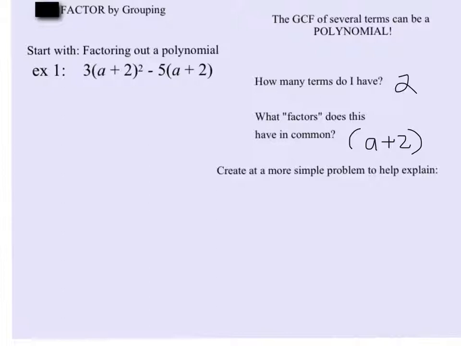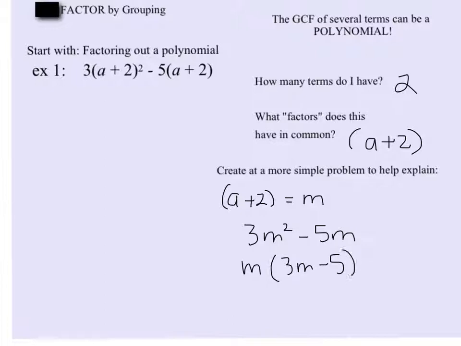Now we can use substitution to create a more simple problem to help us explain this. Let's pretend like the group a plus 2 is equal to m. So I'm going to replace wherever I see an a plus 2 with an m. That leaves me with 3m squared minus 5m. Now I can clearly see that it's a binomial, and that binomial has an m in common. If I factor out that GCF of m, I'm left with 3m minus 5. That we're used to dealing with. It's not a big deal.